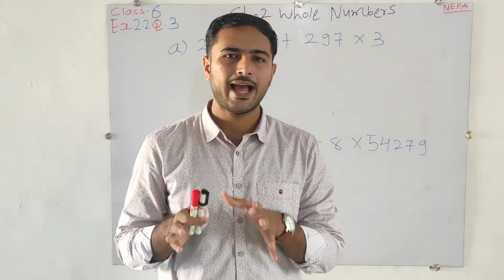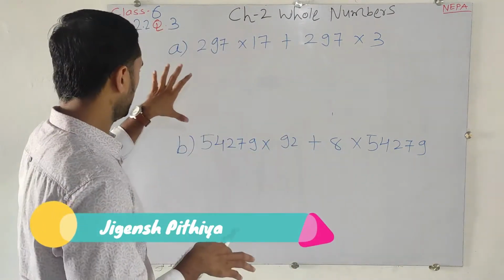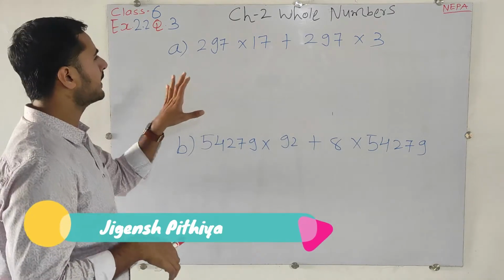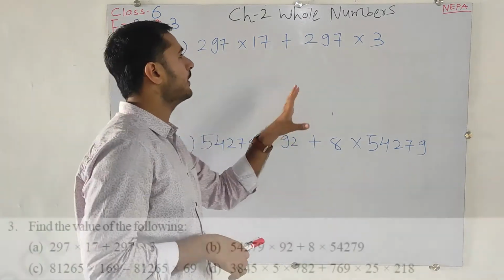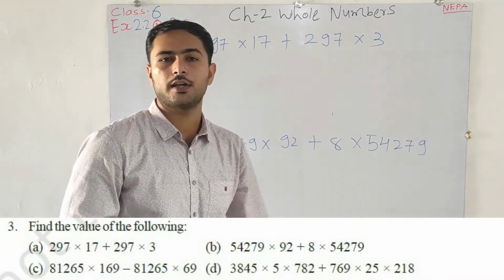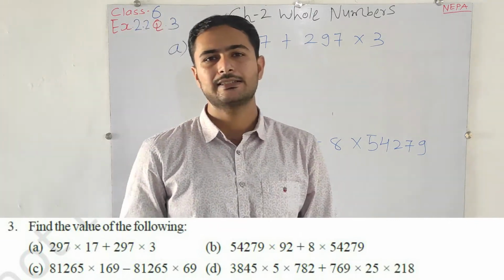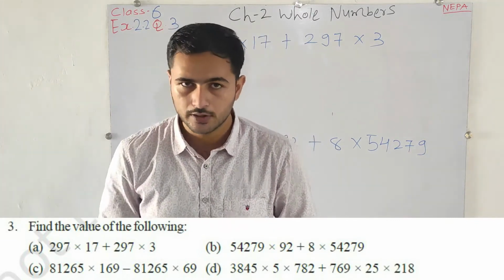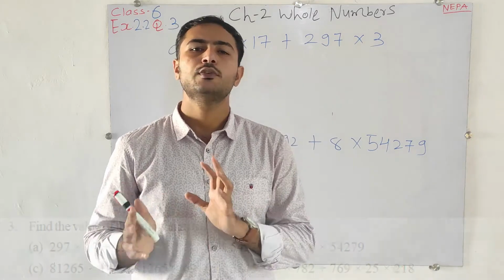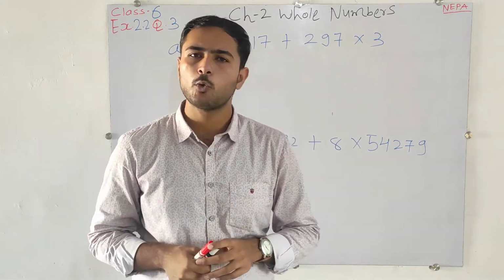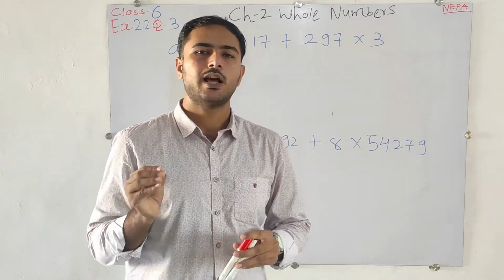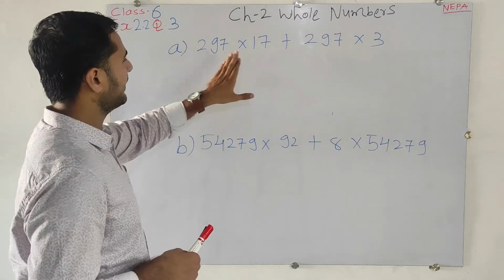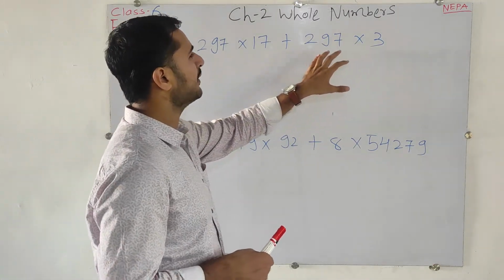Now the question number 3, we have to find the values for the following questions. The first one is 297 multiplied by 17 plus 297 multiplied by 3. Okay, at first view we can say that it's very easy to do. But if we do it with the help of the properties, it's really very easy. How? See here, 297 multiplied by 17 plus 297 multiplied by 3.